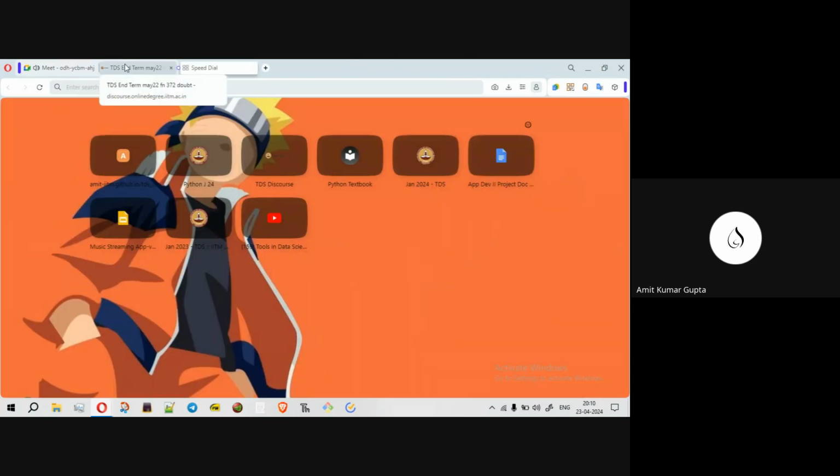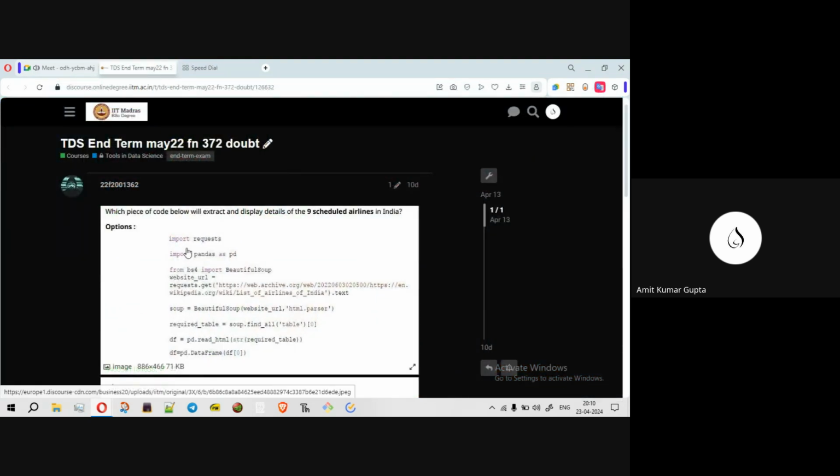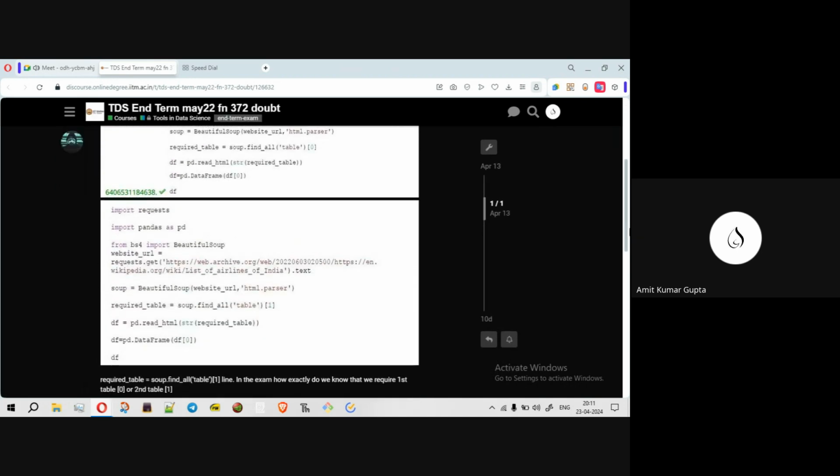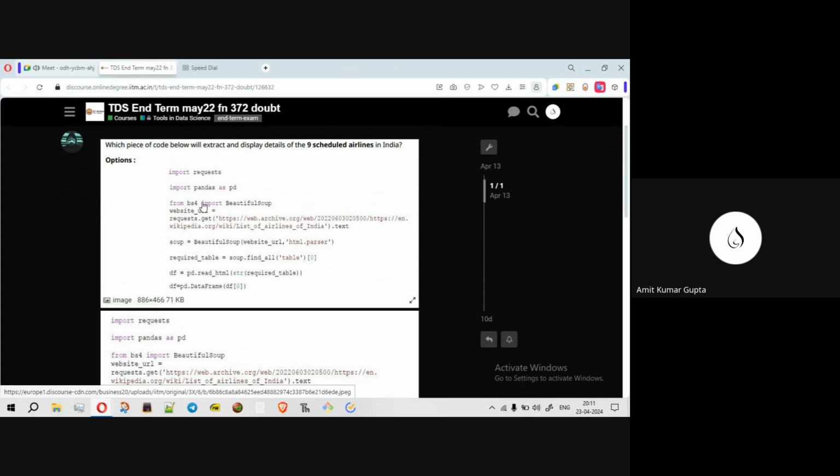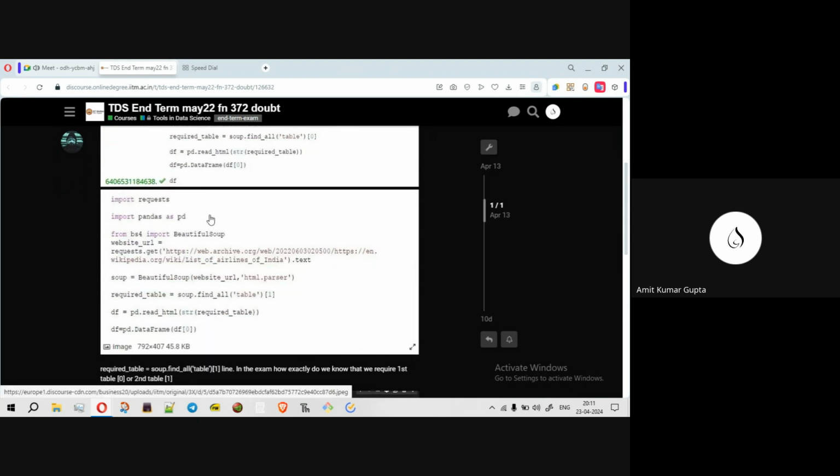Okay, so first thing, let's take the question asked by Raj. Which piece of code below will extract and display details of nine scheduled airlines in India? These are the codes. There are two options. One is: import requests, import pandas as pd, from bs4 import BeautifulSoup, the URL is given, dot text, website URL, table zero. That seems good to me. And the second is: import requests, import pandas as pd, from bs4 import BeautifulSoup, the URL, the soup is given, the table is also given, read. That seems correct to me.